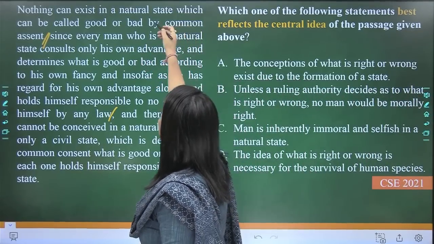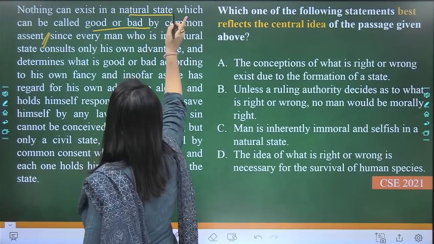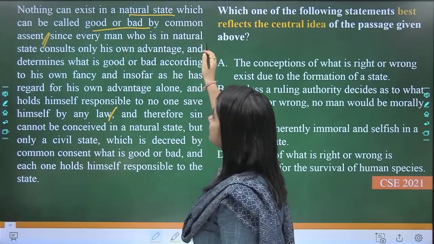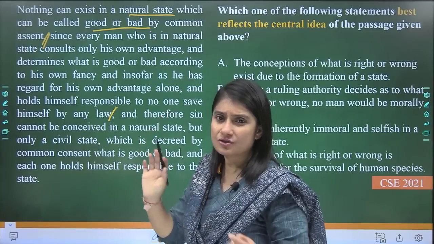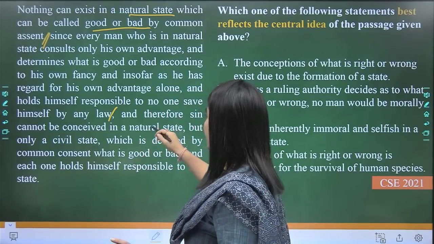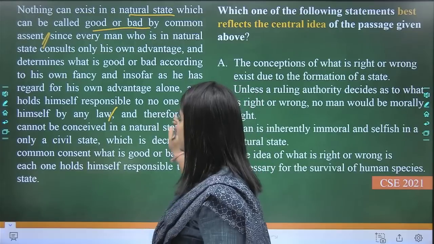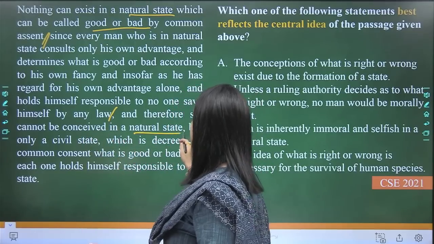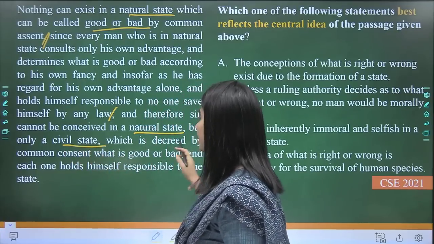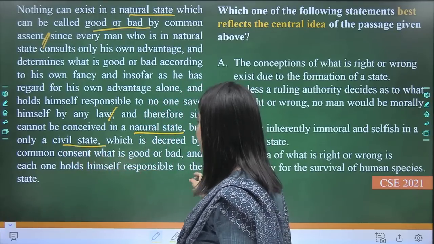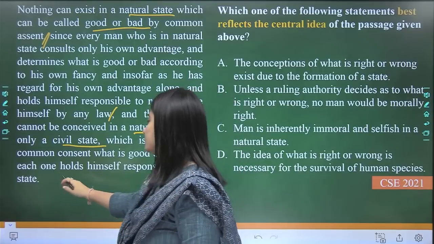So it says that in a natural state, nothing is good or bad. Every man who is in natural state consults only his own advantage. Crux of it is this. And therefore, sin cannot be conceived in a natural state, but only a civil state, which is decreed by common consent what is good or bad, and each one holds himself responsible to the state.